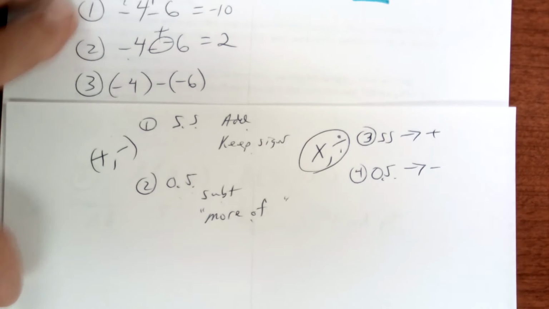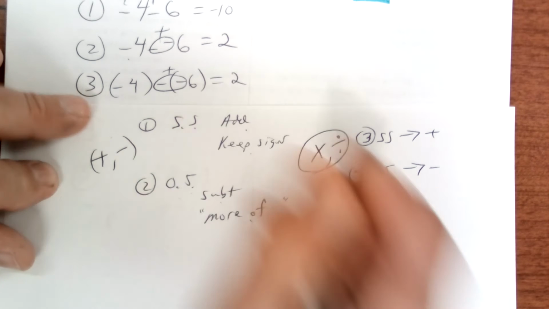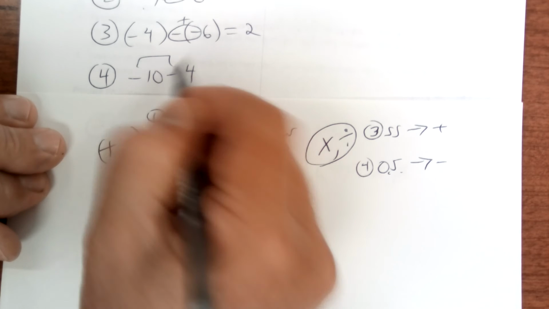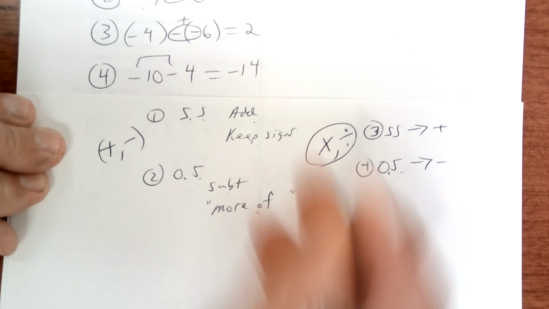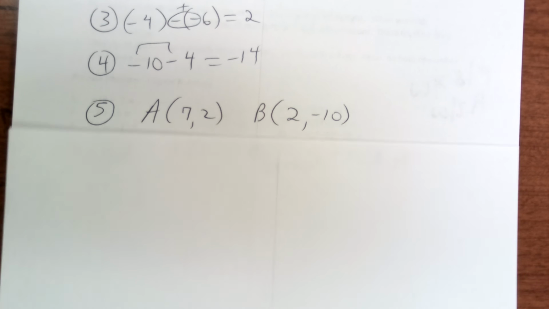This one right here is also a double negative, that's a plus. It's going to be the same answer. This one right here, you have the same sign, so you're going to add it and get negative 14. This one right here is on the EOC, and by the way, we're going to take that in a minute, and we'll talk about that in a second.